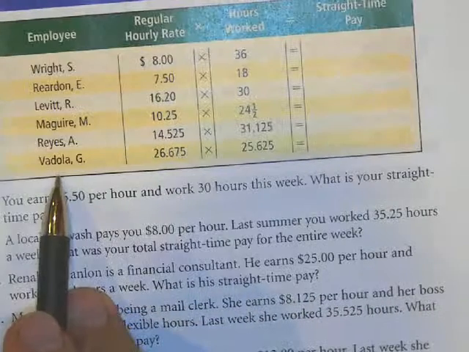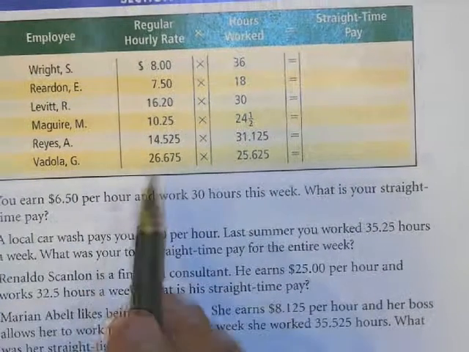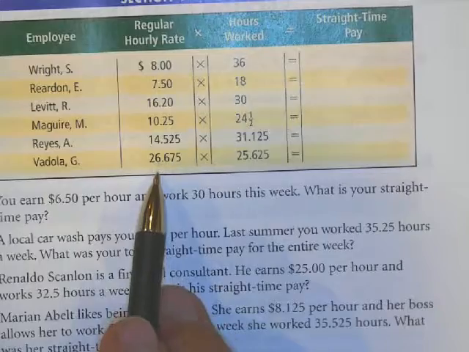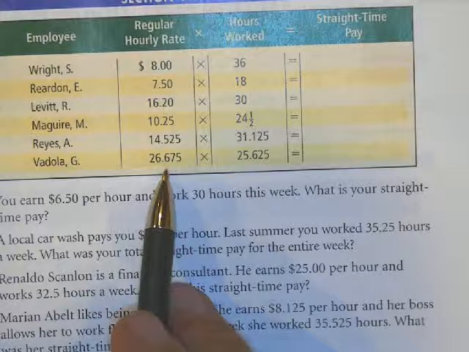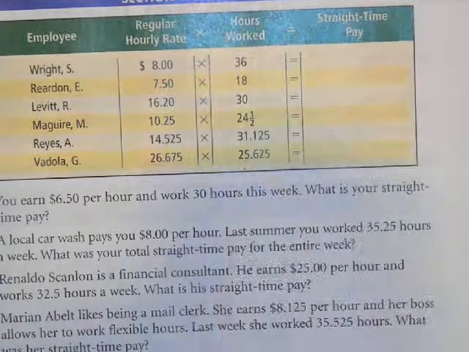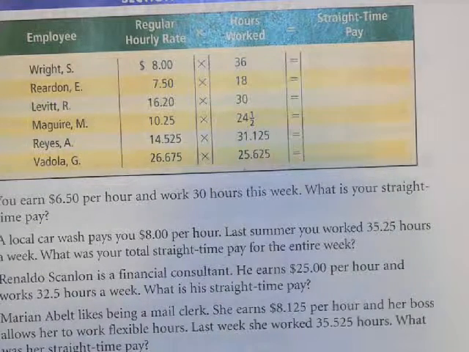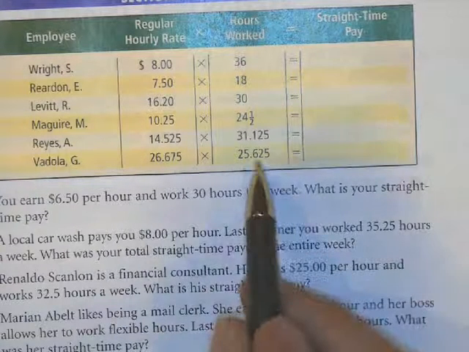Let's take a look at one more, and then I'll set you loose on your homework. And don't fast forward through the tape, because some of these do throw you a couple snags. I want to point out number 8. Let's look at Vadola. I'm assuming it's a girl, who makes a fairly good hourly wage. She earns $26.67 an hour. That's very atypical for how somebody would get paid, but that's not a problem.